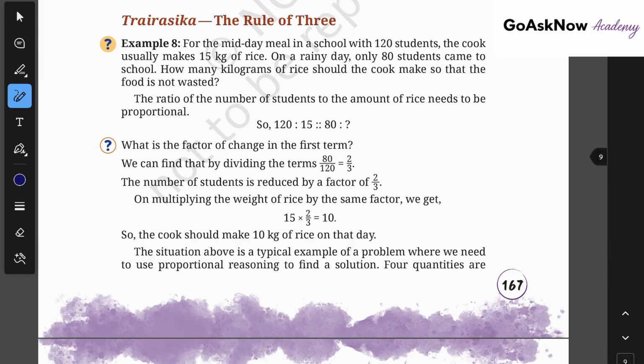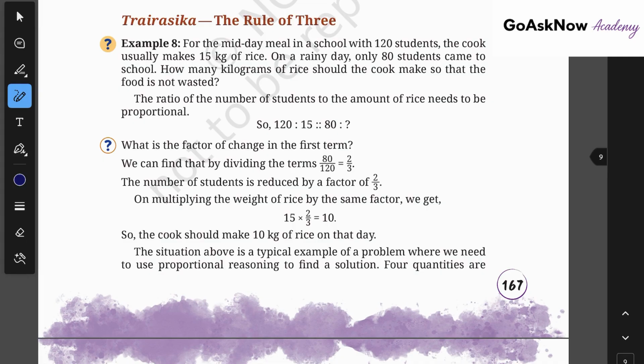The rule of 3. Example 8. For the midday meal in a school with 120 students, the cook usually makes 15 kilograms of rice. On a rainy day, only 80 students came to school. How many kilograms of rice should the cook make so that the food is not wasted? A ratio of the number of students to the amount of rice needed to be proportional.